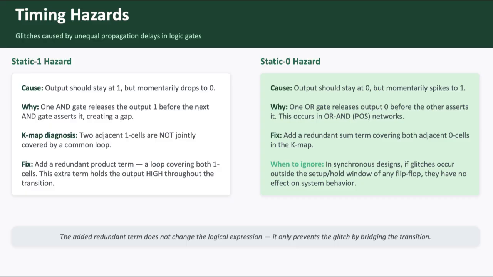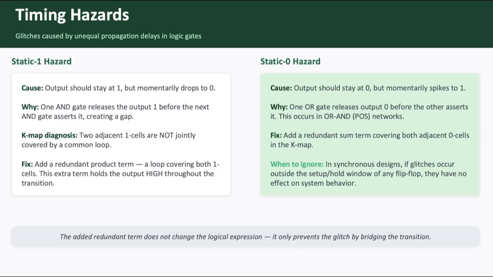preventing the glitch. For the static 0 hazard, the dual case in POS networks, the output should stay at 0, but briefly spikes to 1. The diagnosis is the same concept applied to 0 cells. The fix is a redundant sum term covering the adjacent 0 cells.